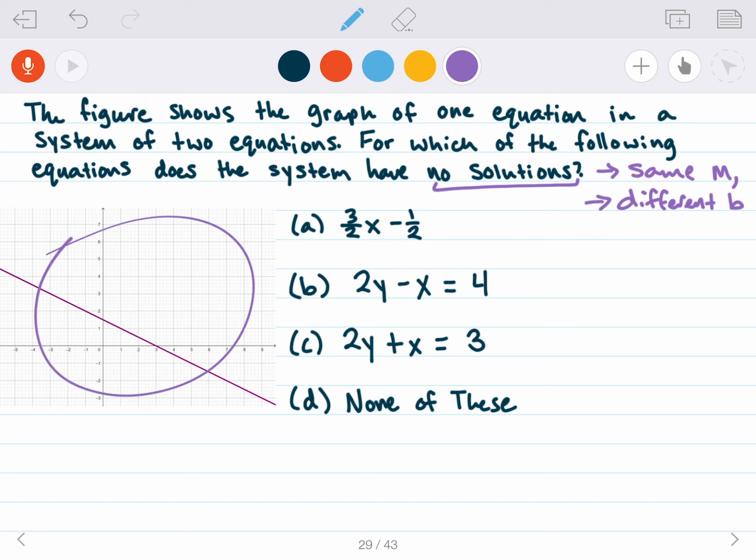So let's talk out the strategy here. I am given a line. I want to find the equation of that line and then see which of these choices has the same m as the equation of that line, but different b. So that's what I'm trying to do here. That's the strategy. So first things first, I need to find the equation of this line. Now the y-intercept isn't very obvious to me. It looks like it could be 1.5, but it's not completely obvious. So I'm going to have to find the y-intercept in a different way. I'm going to have to do another step.